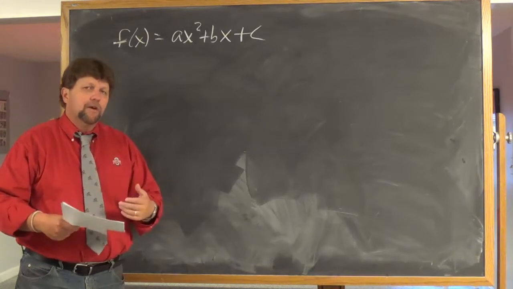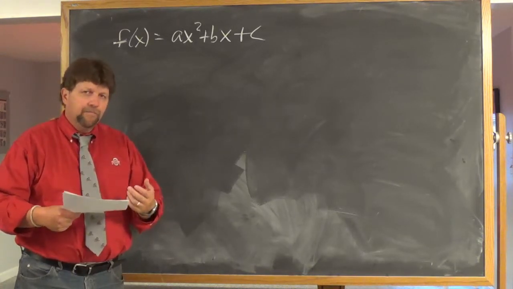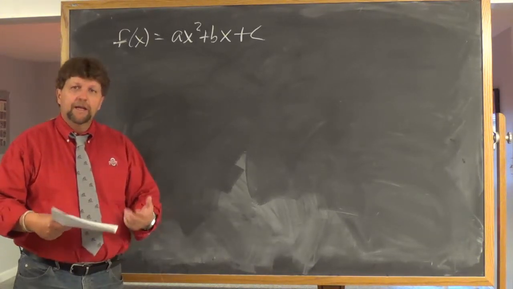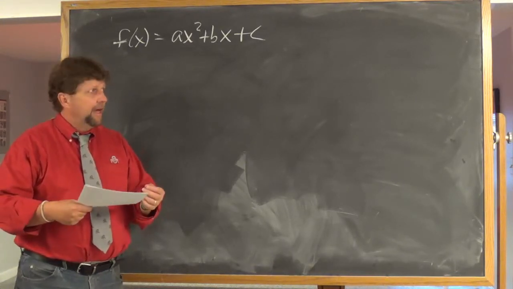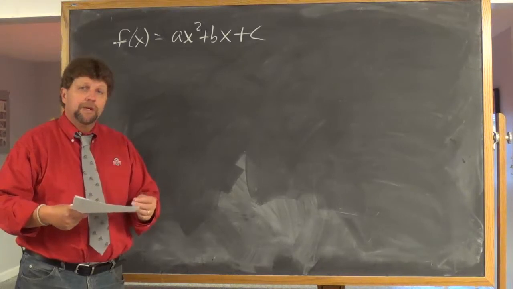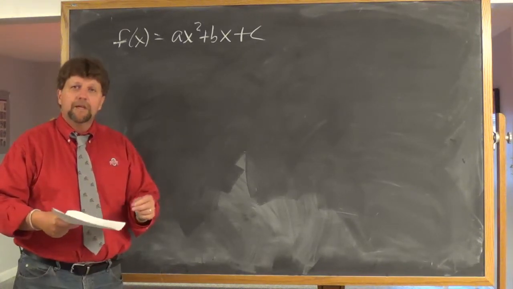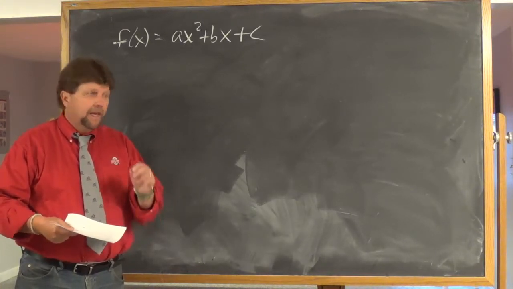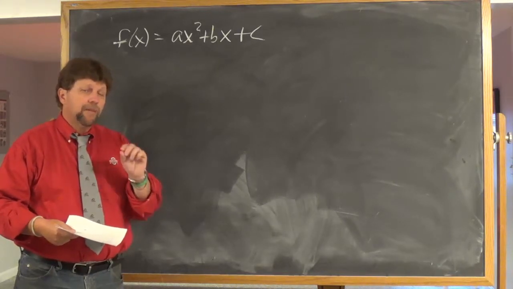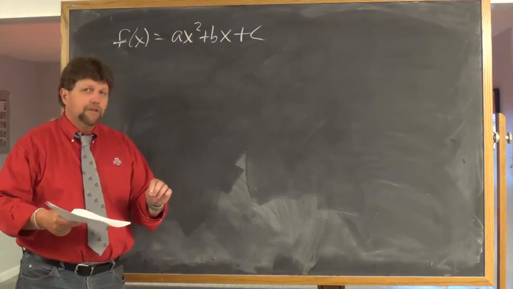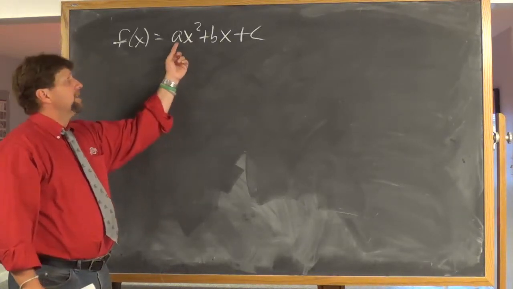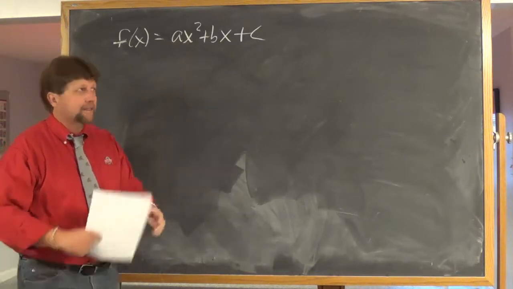What I really need you to know is that when you have a quadratic function, what its graph will look like. First off, its graph is called a parabola, and the parabola will either be what I call a happy parabola or a sad parabola. And you'll always be able to determine if it's a happy parabola or sad parabola before you even begin to do the graph by looking at this number here, whatever a is.